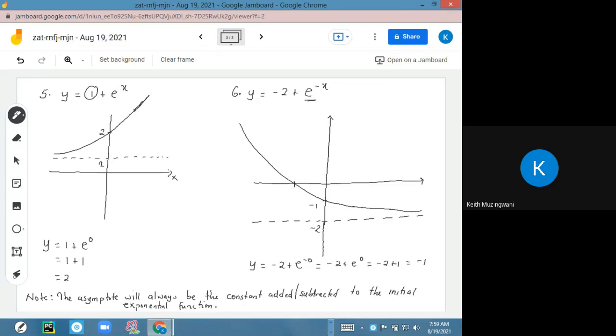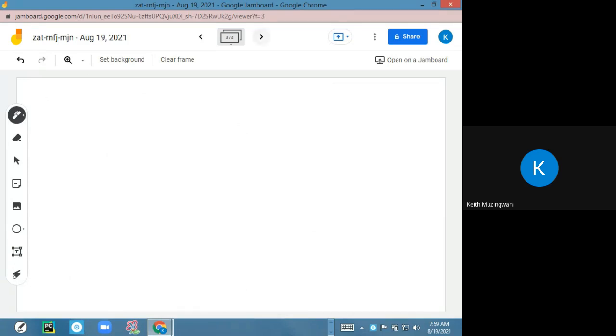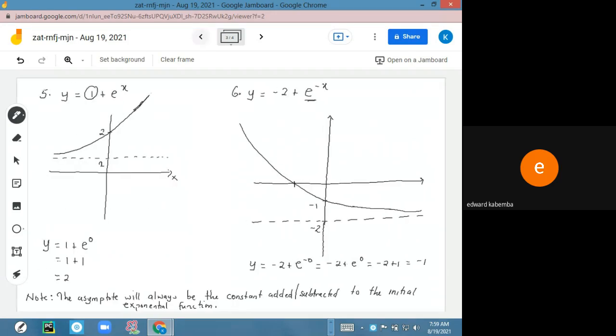What happens if the power also has an addition? Let's see. Example 7. Sir, on the negative one there, on the x-axis, what value is where the graph is passing? We're saying we'll calculate it later when we look at logarithms. Oh, okay. So for now, we assume we don't know it.